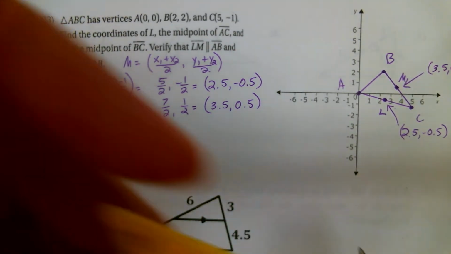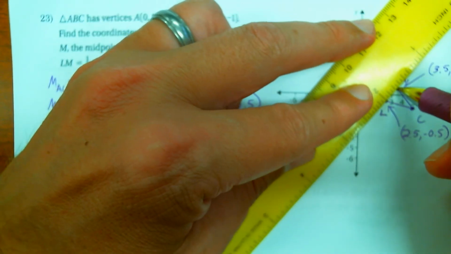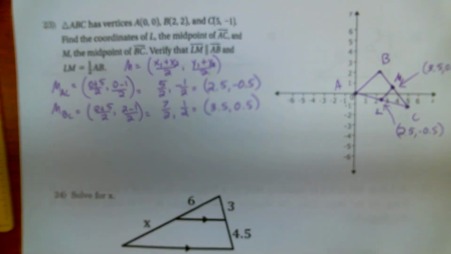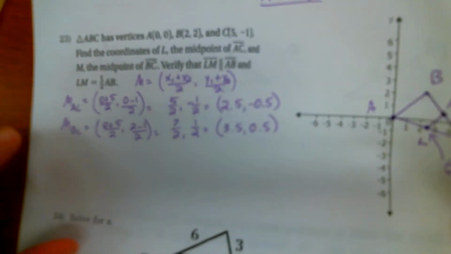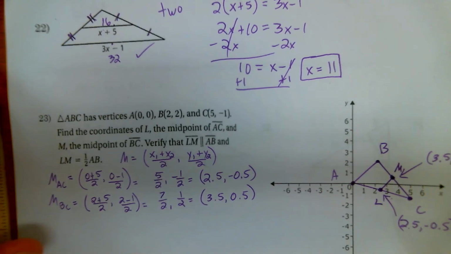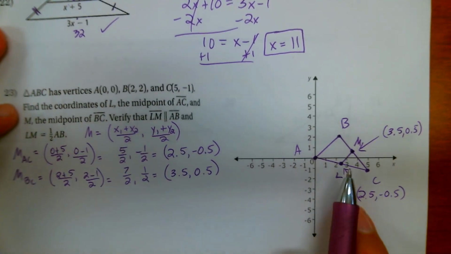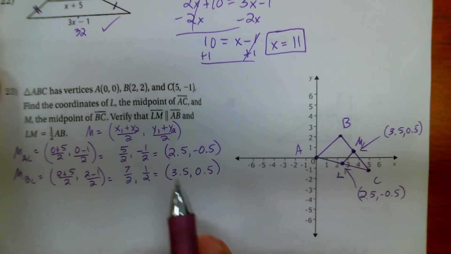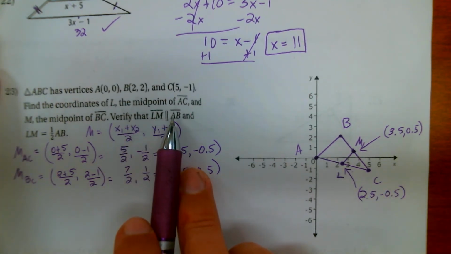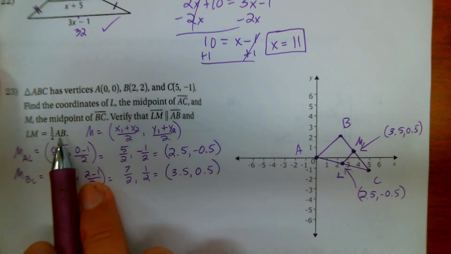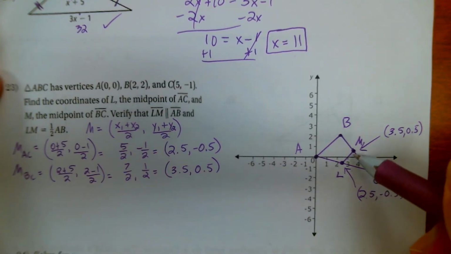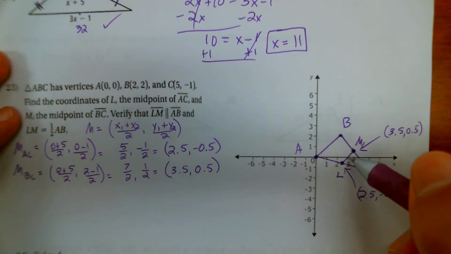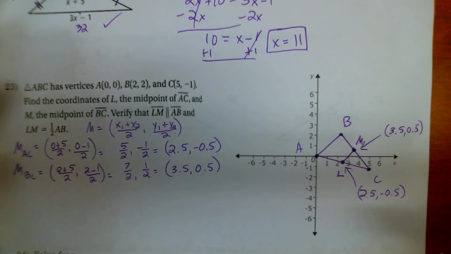Now let's draw our midsegment. Let's connect these 2 points. Now, 2 things we know about the midsegment. One is that it is parallel to the base. We also know that it's 1/2 of the base. To verify, it's asking us to verify that LM is parallel to AB and that LM is 1/2 of AB. Again, we know that's true about the midsegment. How do we verify this? Let's go ahead and verify that the midsegment is 1/2 of the base.